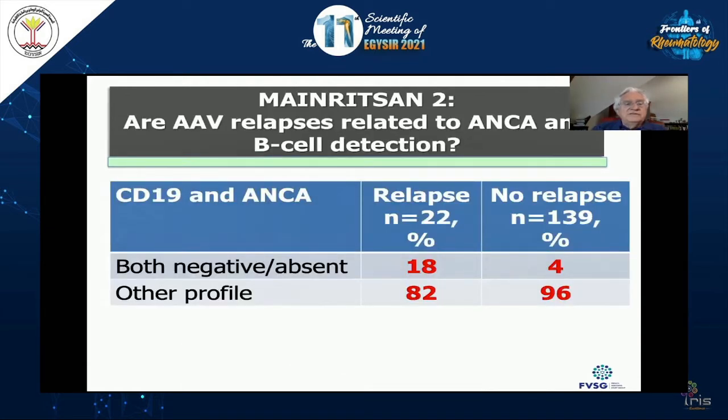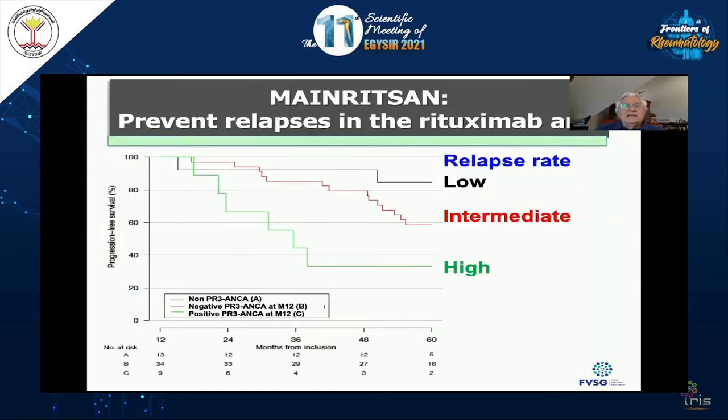What about the interest of CD19 and ANCA titer? Unfortunately, these titers do not predict the occurrence of relapses. It was the same in both groups. And it is quite deceiving because what is important is not to adapt the treatment to markers, but you have to know that what is important is the presence, for instance, of the ANCA.